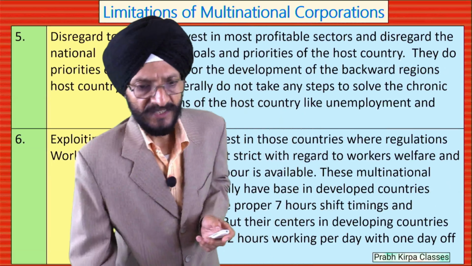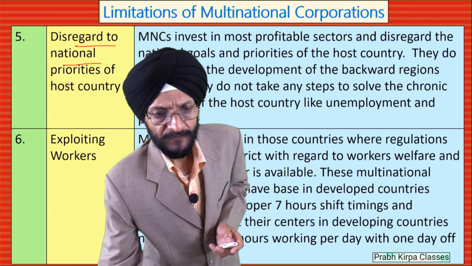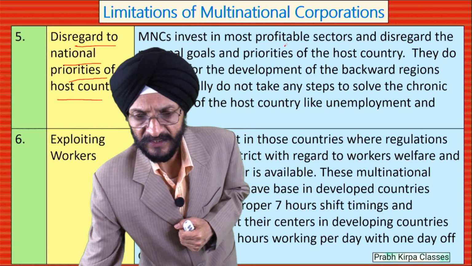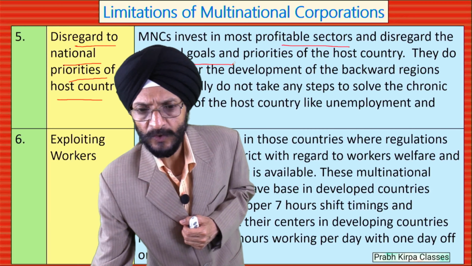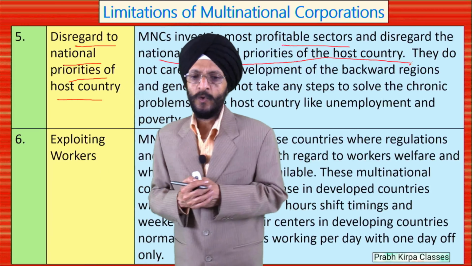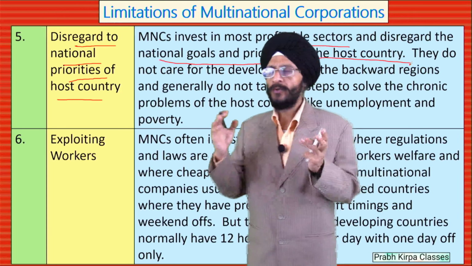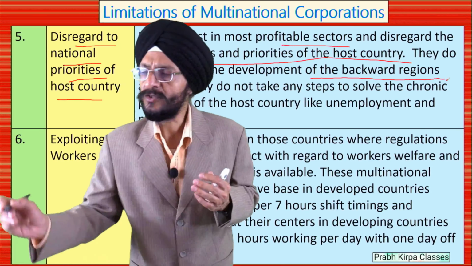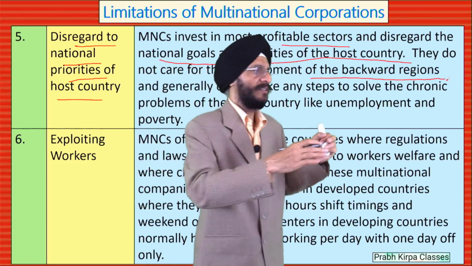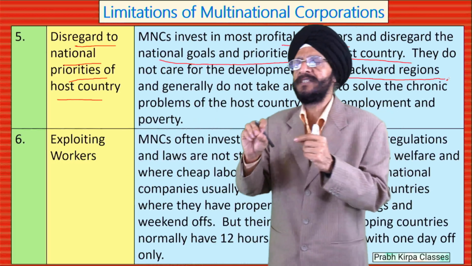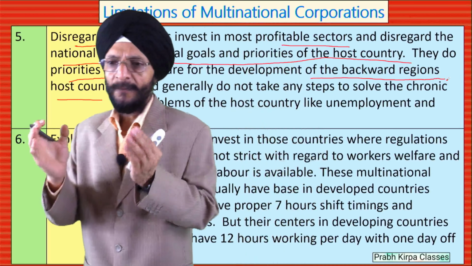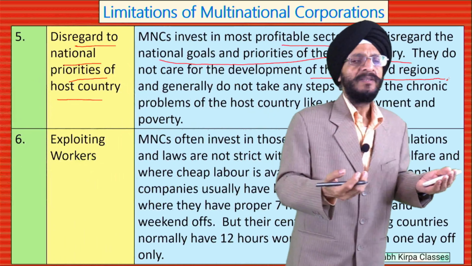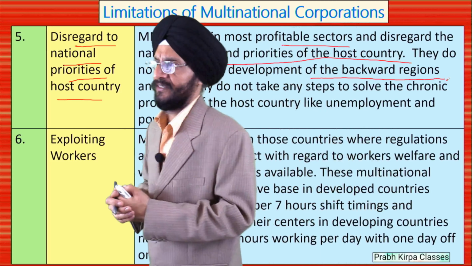Next point is disregard to national priorities of the host countries. MNCs invest in the most profitable sectors and disregard the national goals and priorities of the host countries. They do not take care for the development of backward regions of the host country. They establish their factories or units only in those places where it benefits them most, where they can get their raw material easily, where labor is easily available at lower prices.